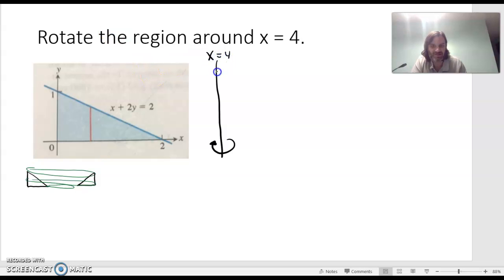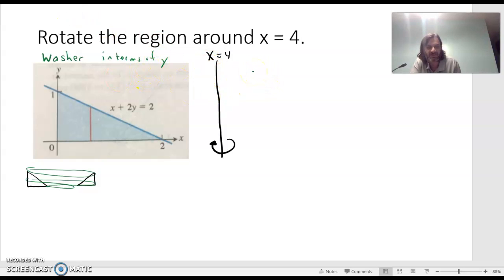So we got to figure out what's happening here. But we're going around x equals 4, which is parallel to the y-axis. And we have a gap. So that gap means we have a washer. And we need it in terms of x. Excuse me, in terms of y. We're going around x equals 4, so that's parallel to the y-axis. So we want it in terms of y.